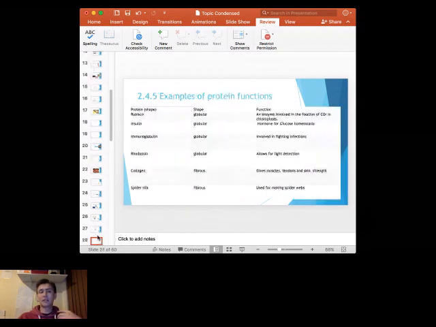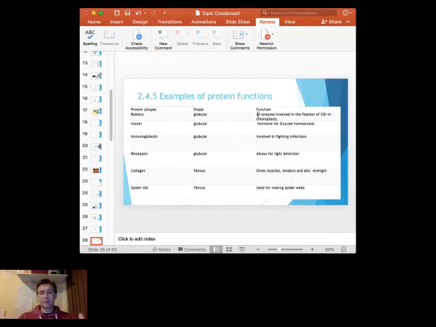You also have to understand that different proteins have different functions, and the IB specifically wants you to know these examples: rubisco, insulin, immunoglobulin, rhodopsin, collagen, and spider silk. There's not much more for me to say about this other than the fact that you just have to memorize what each of their functions are.